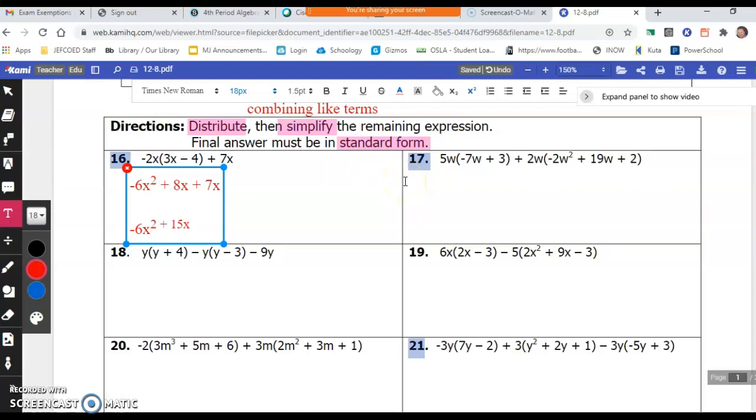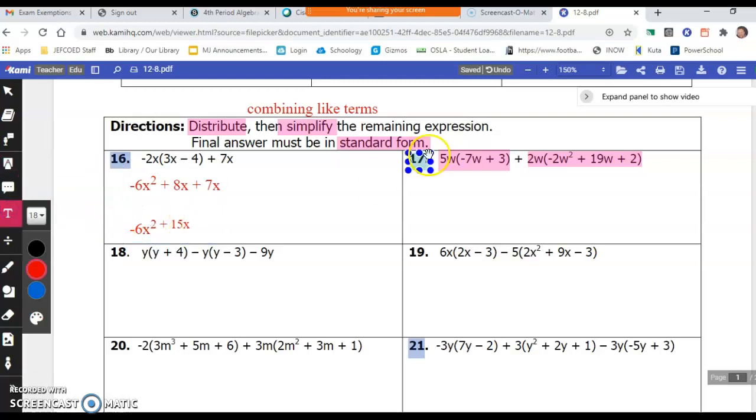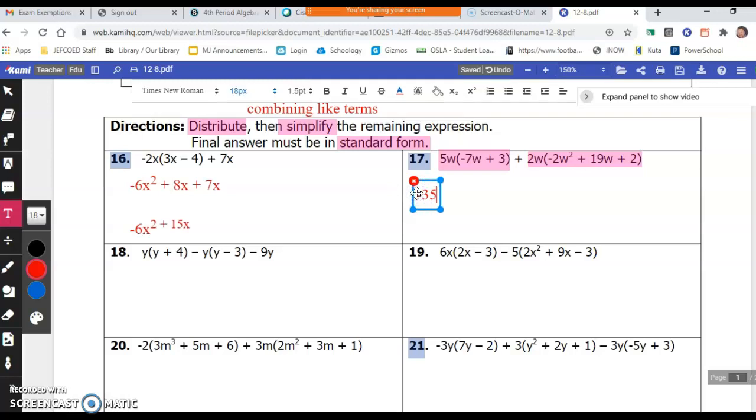Okay. All right, let's look at 17. Now we've got basically two expressions. We have the first one here, and then we have the second one here, and then we'll go back and then we'll combine those terms together. Okay? So 5w times that negative 7w is going to be what? Negative 35w squared.